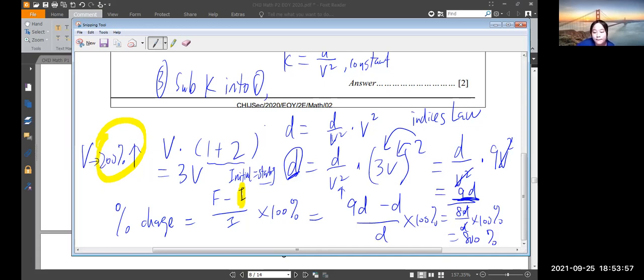Okay. So in fact, you can actually do it without assuming anything. Actually, this is the right approach. This is the right approach. The one that you assume, right? Not so good. Not so good.